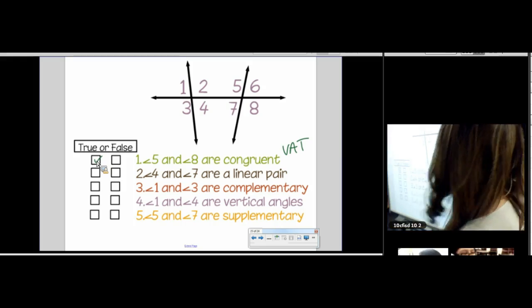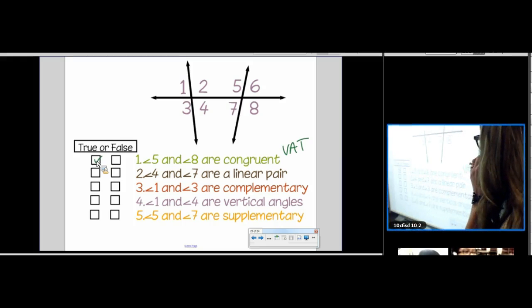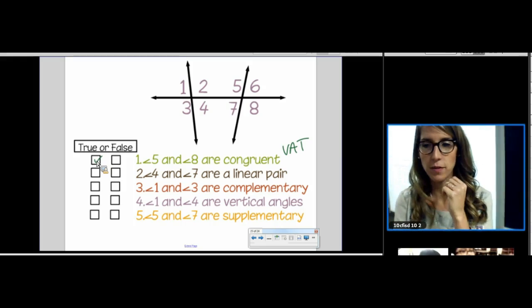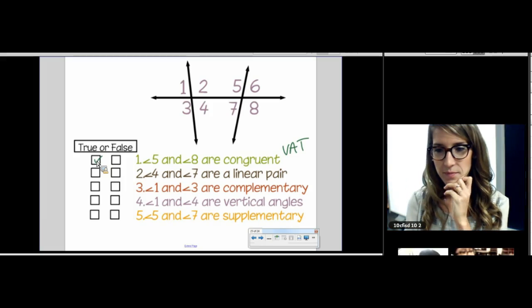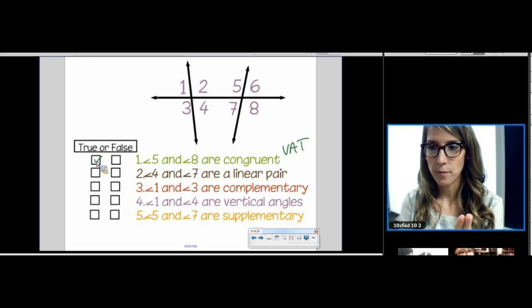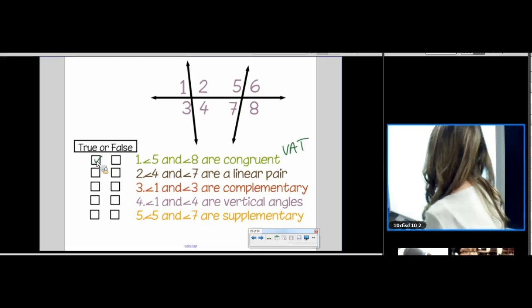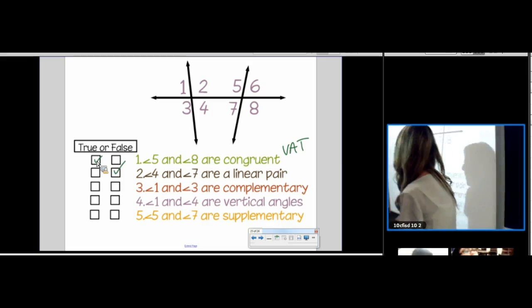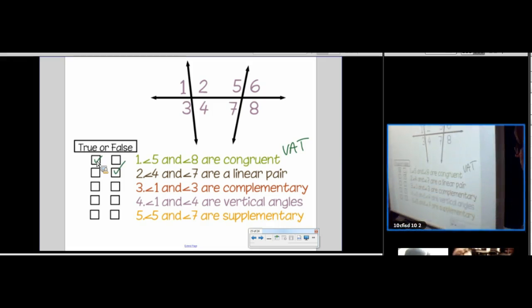Okay. Angle 4 and angle 7 are a linear pair. True or false? To be a linear pair, you have to be adjacent and supplementary. Those are not even adjacent. They don't even fit the first thing. False. Definition of linear pair.